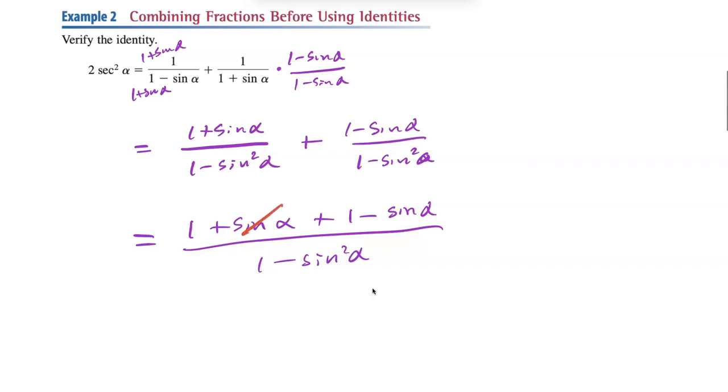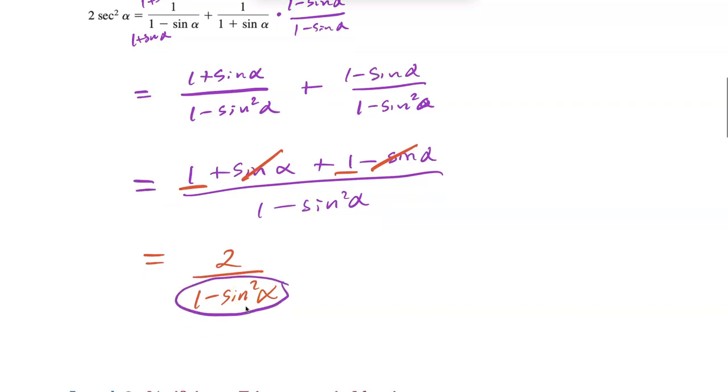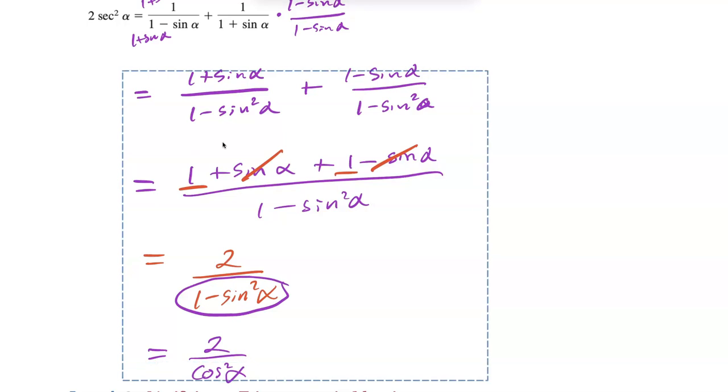Sine alpha and negative sine alpha cancel out. You have 1 plus 1 is 2. And you're like, wait, that doesn't match this, guys. This is only secant. Remember what 1 minus sine squared is? That is cosine squared. And if you move cosine, I ran out of space here. But if you move cosine to the top, let me make this a little bit smaller so I can fit it all in there.